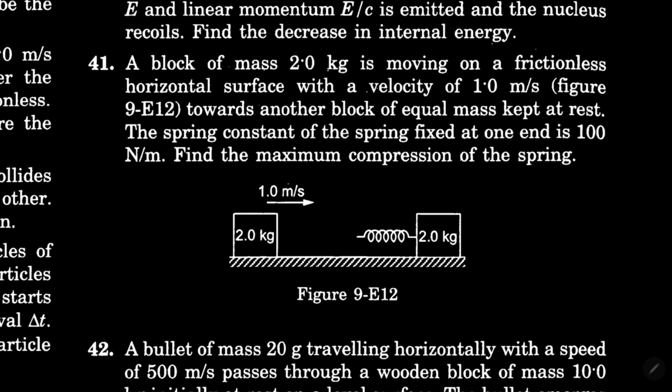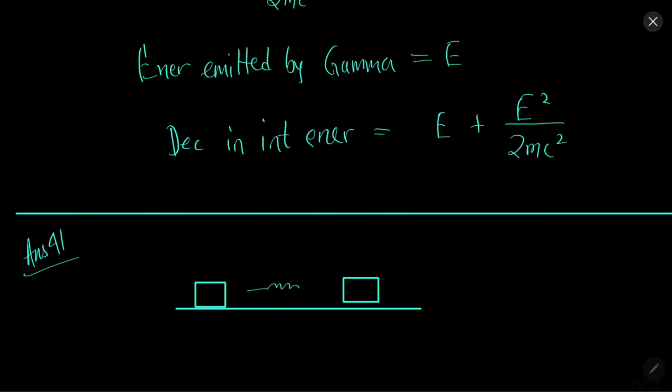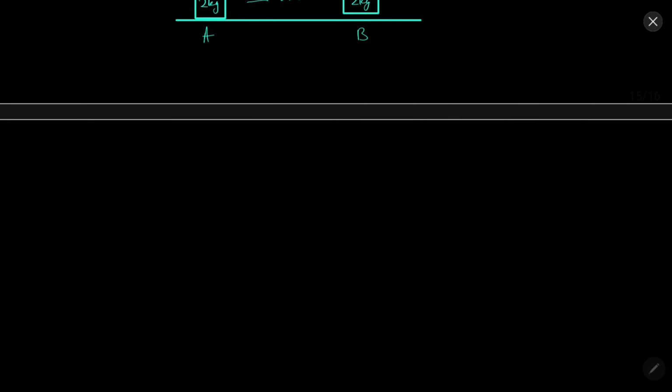In question 41, we have a block with some mass. Spring constant of the spring fixed at one end is 100 Newton per meter. Find the maximum compression of the spring. Solution 41. Scenario is given.